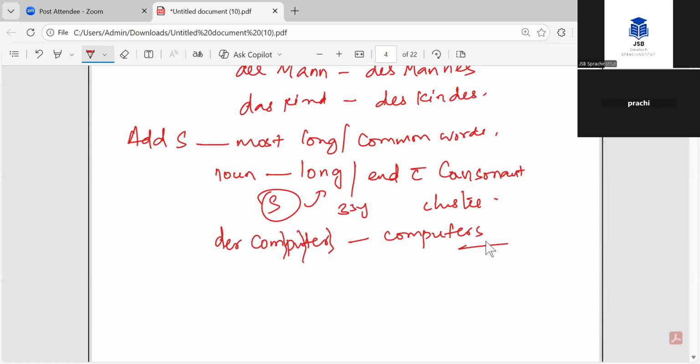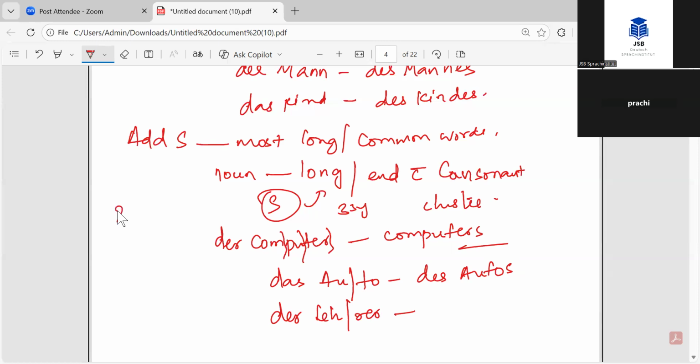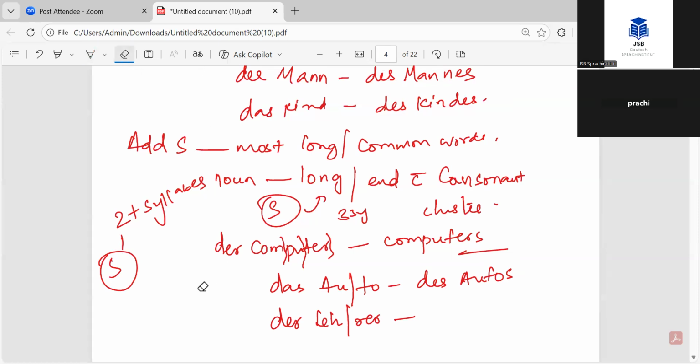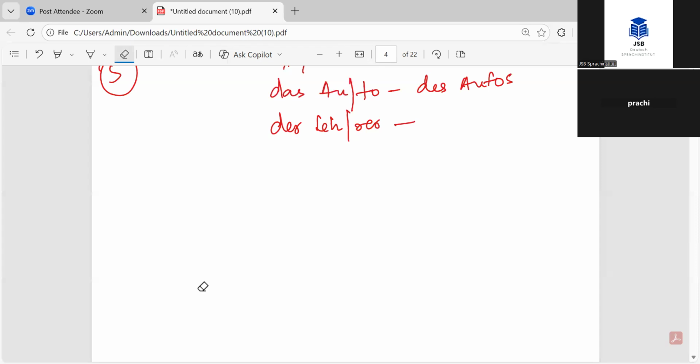Clear? Thus Auto, Autos. Okay. Then Lehrer, right? So if the word has two or more syllables, we can use s for the noun. Clear when we use s? Clear, Prachi?